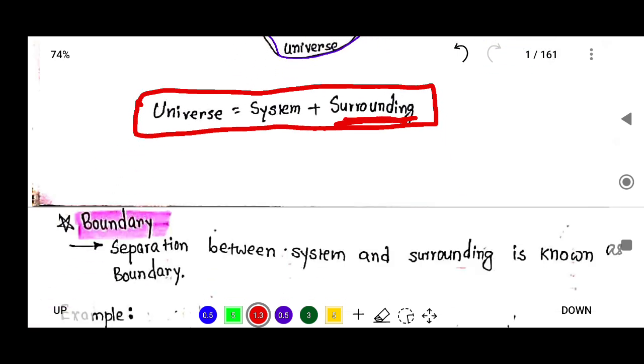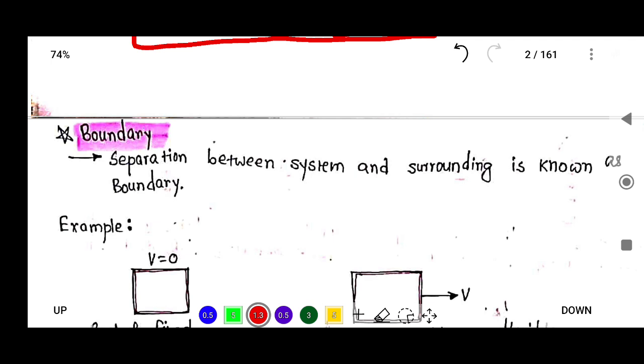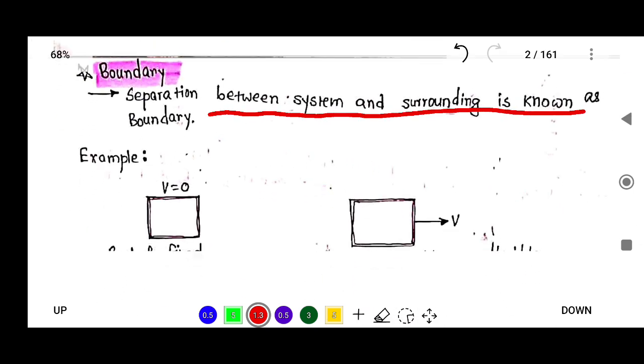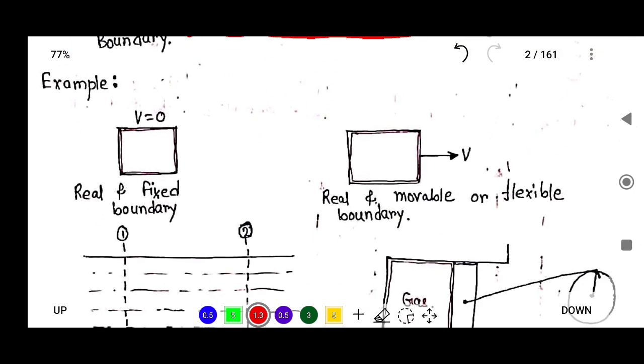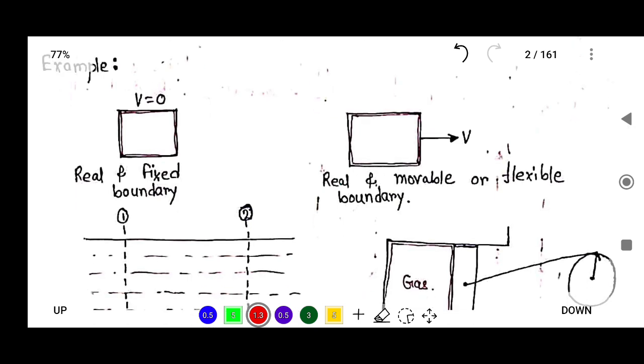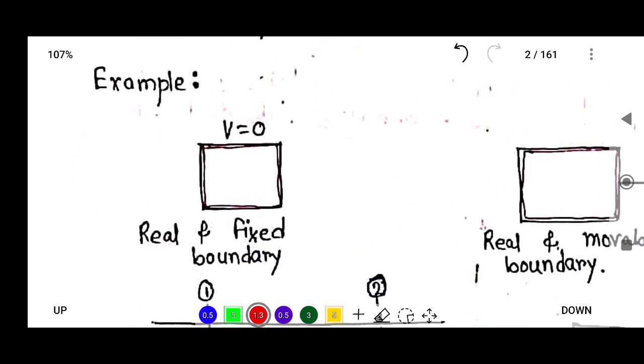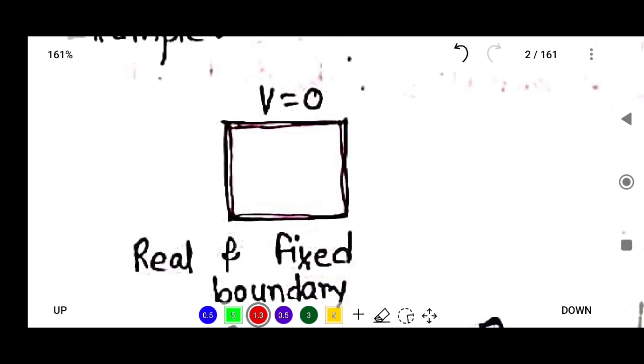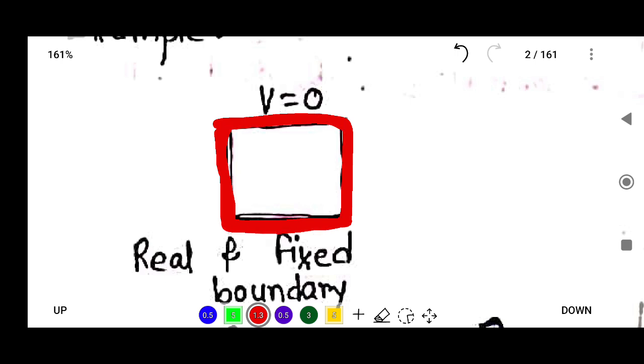Now what is boundary? Boundary is the separation between system and surrounding. There are various boundaries: real and fixed boundary, real and movable boundary that is flexible boundary, and imaginary boundary. Let's try to understand. Suppose this is a rigid wall of a closed system, and we focus only on the system. This is my boundary.